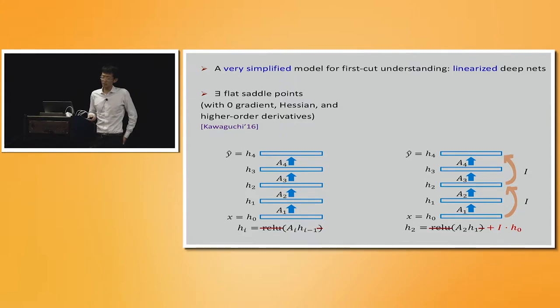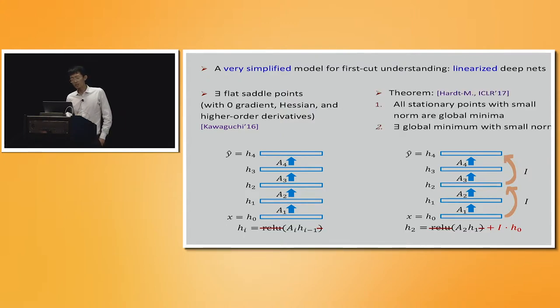And it turns out that the residual connection helps optimization. On the left-hand side, if you have a feedforward network, there exist flat saddle points, in the sense that they are points with zero gradient, zero Hessian, and even zero higher order derivatives. However, if you consider a residual network, then all stationary points with small norm are global minima. So we don't have this kind of bad saddle points anymore, because all the stationary points actually are good global minima.